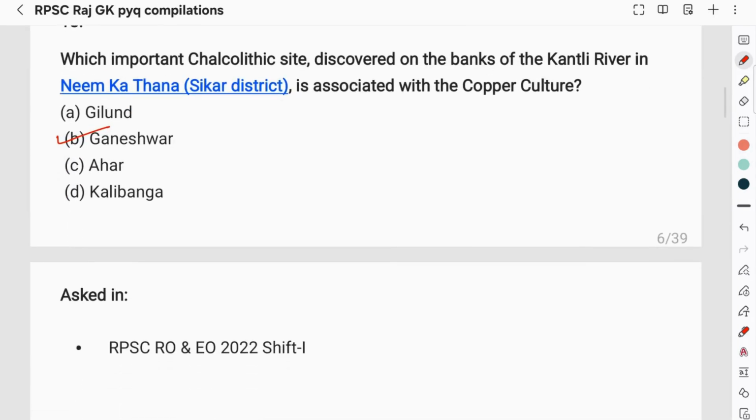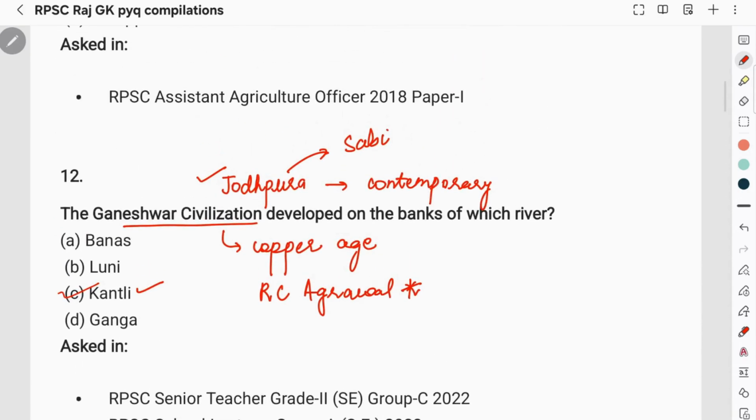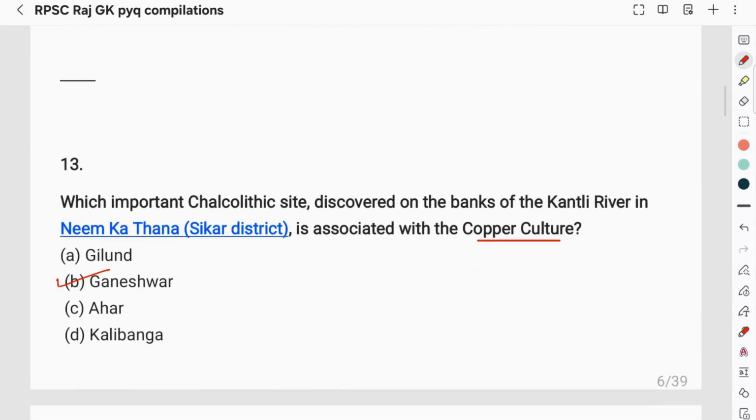Moving to the next question: which important Chalcolithic site is situated on the banks of river Kantli in Neemka Thana, Sikar district, associated with copper culture? I forgot to mention, Ganesha civilization is generally situated in Sikar district, and another site around this is Neemka Thana. And as we discussed, river Kantli, copper culture, and it is Ganeshwar.